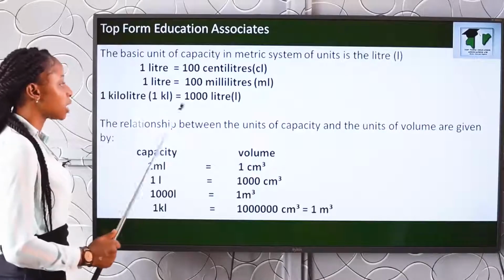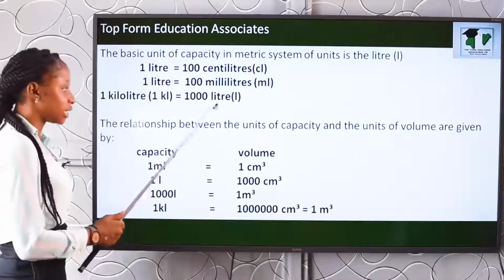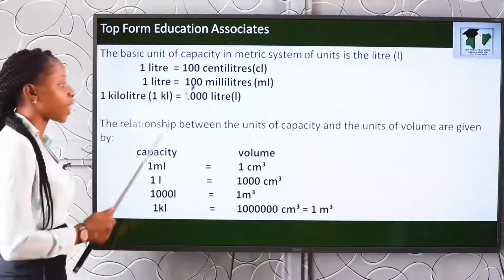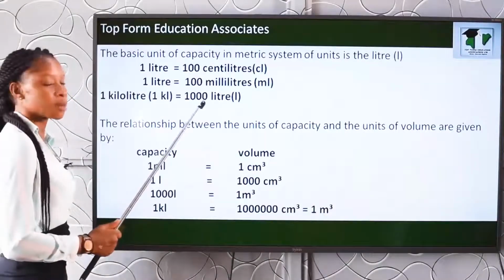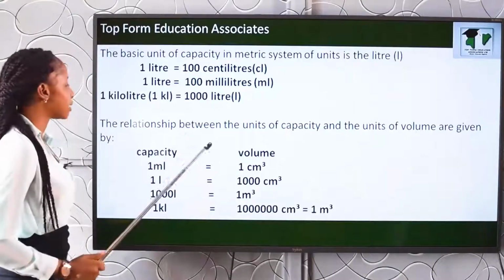1 kiloliter is equal to 1,000 liters. Take note of this unit. It will be very, very helpful in our calculations. 1 kiloliter makes 1,000 liters.